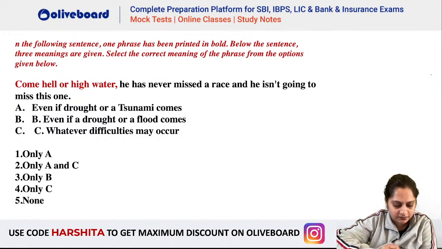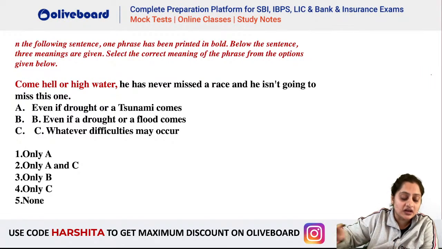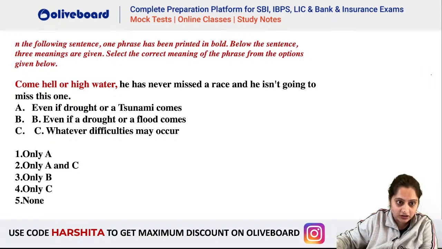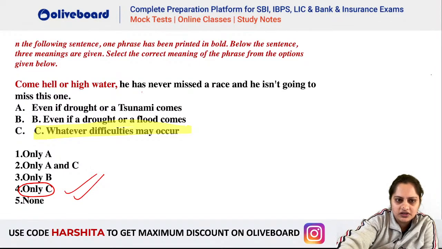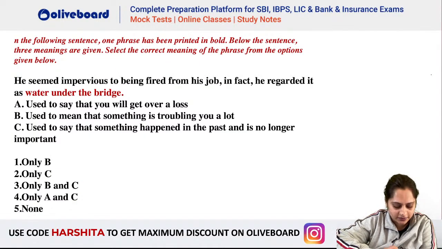Come hell or high water means whatever difficulties may come. Yes, exactly, option C, fourth. He has never missed a race. So even if he has faced difficulties, he has never missed a race. Third one. I think from the sentence meaning you are able to get it. Only C. Okay. Water under the bridge, another idiom related.